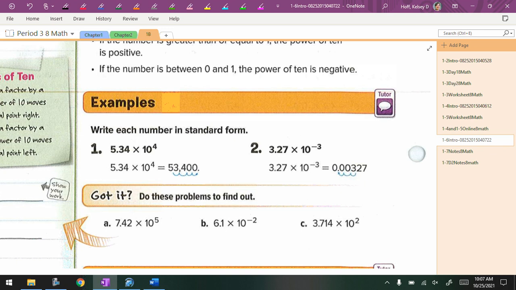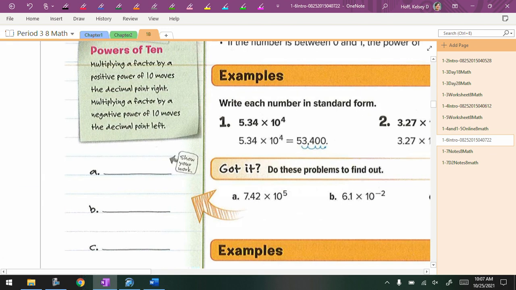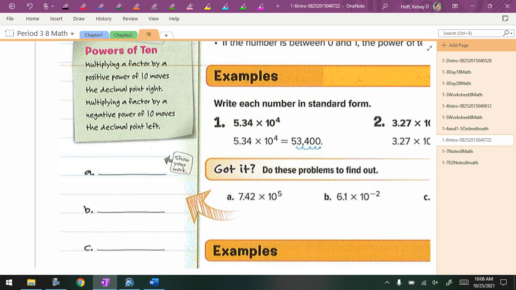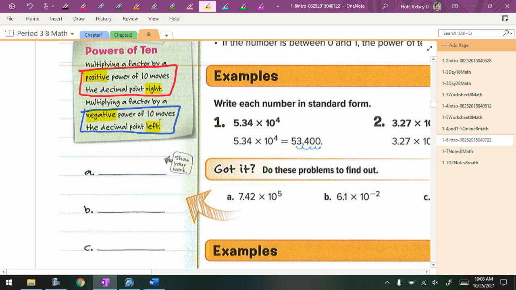When it's given to us in scientific notation and we want standard form, here's what we need to write down on the left-hand side. Oh, it's even in this post-it. You don't even have to write it down. Maybe just underline it. Positive power moves to the right. Positive exponent, you move your decimal to the right. Negative power, you move to the left. Negative to the left. That's kind of nice. You don't have to even rewrite it. Positive, just like on a number line, positive numbers are to the right. Negative numbers are to the left.